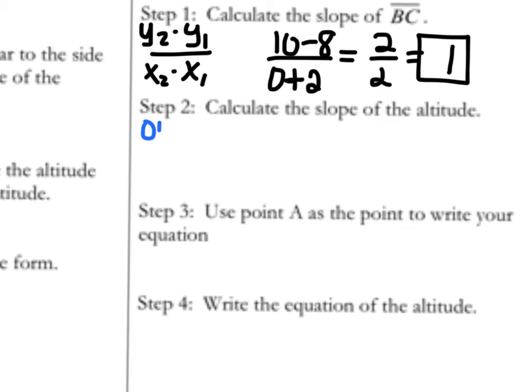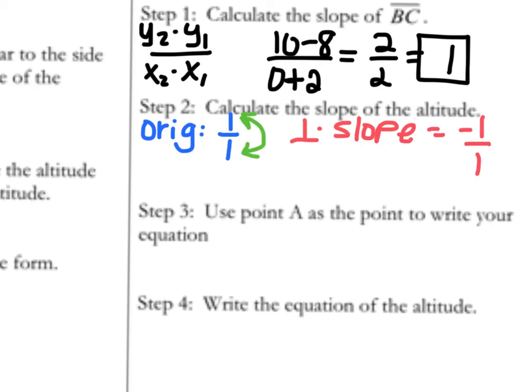So my original slope is 1 over 1, so my perpendicular slope is going to be the opposite reciprocal slope. So I need to flip this fraction and make it a negative. Well, if I flip 1 over 1, I still have 1 over 1, but I need to make it negative, so -1 over 1, which we're just going to say the perpendicular slope is -1. All right, that's super important.